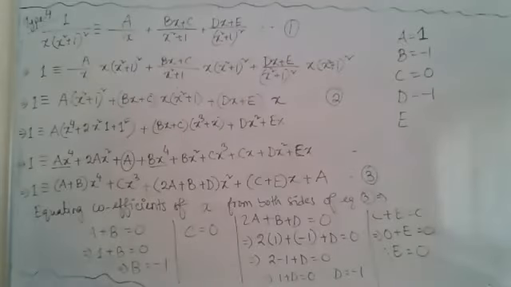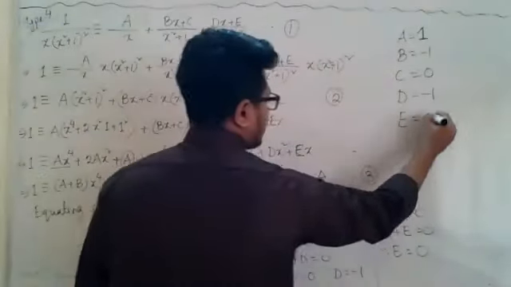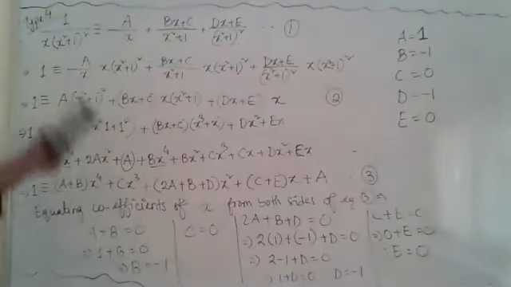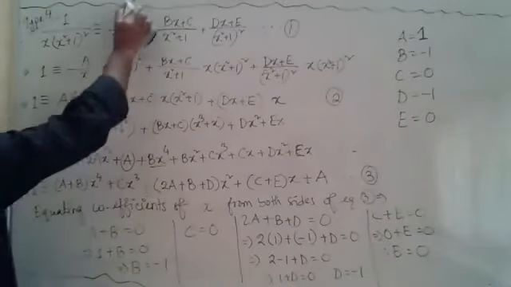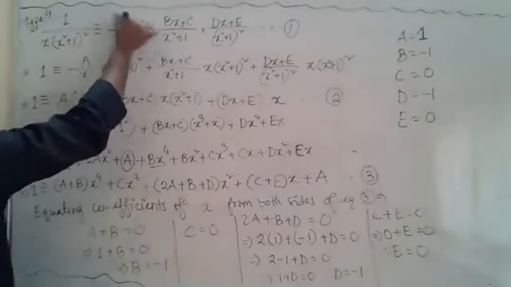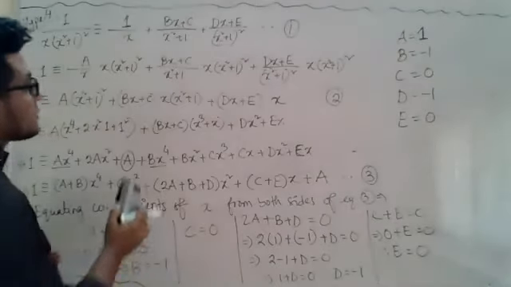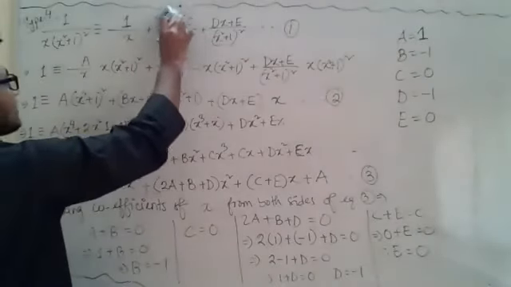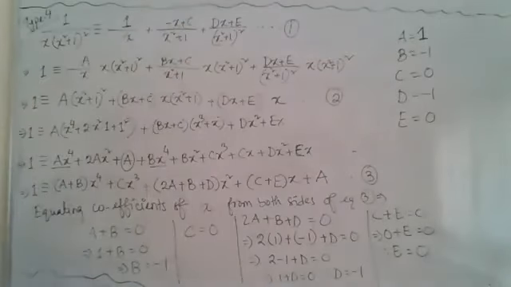So all I've got to do now is replace these values in equation 1. I hope this is very much clear. So now let me replace the values, as I have equation 1 written on the board. The value of A is 1, so I will replace A by 1, okay? And the value of B is minus 1. So if I replace this, it will be minus x plus C.